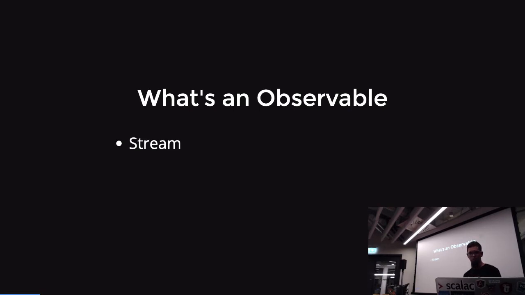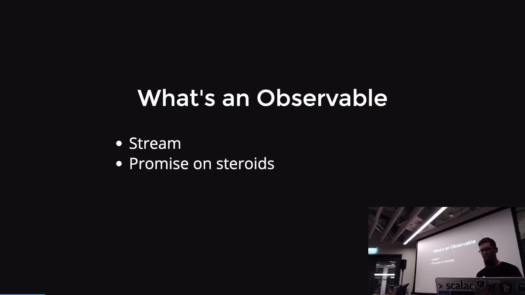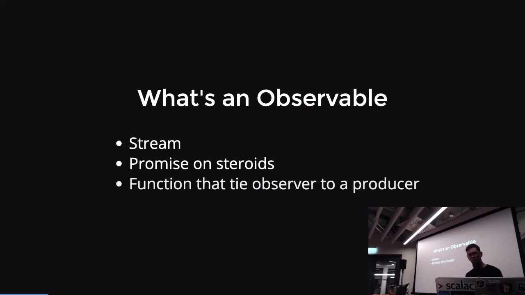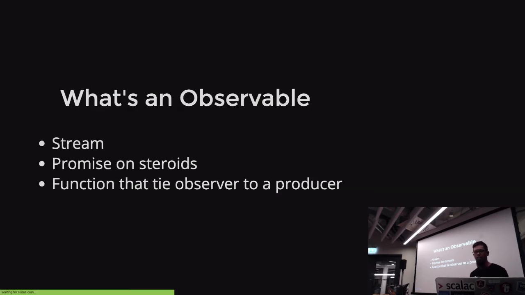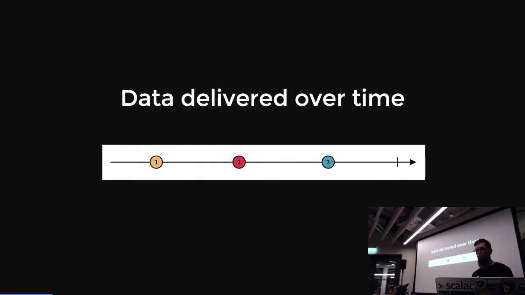If anybody of you used to work with promises, when switching to RxJS, it feels like a promise on steroids. But it's much more than that, and it's a really simple concept, because it's basically a function that ties an observer to a producer of data. But the way I like to think of it is that it's basically data delivered over time. So it's like an array of data, but the data come to this array over time. So this is a way to visualize that.